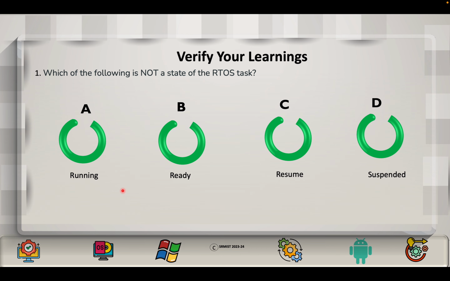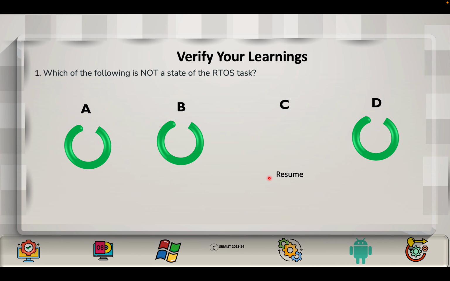Break for questions. Let's examine our knowledge of RTOS characteristics and functions with some questions. The first question: which of the following is not a state of RTOS? Running is a state, ready is a state, suspended is a state. The only thing which is not a state of RTOS is ratio. So the answer to this question is C, ratio.